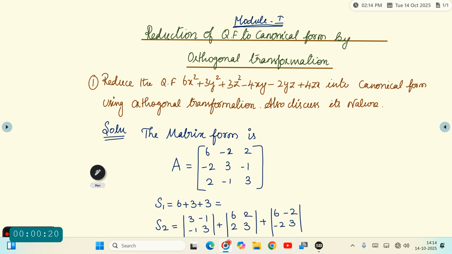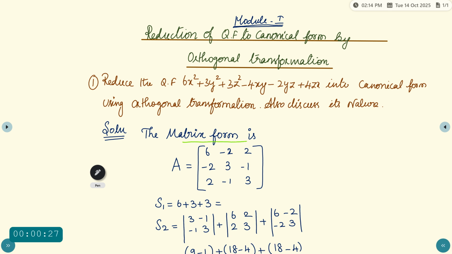First, we have to convert the quadratic form into matrix form. What is the formula for that? This is the formula. Coefficient of x square, coefficient of y square, and then coefficient of z square. This is the diagonal value, and this is 1 by 2 into coefficient of xy. Here 1 by 2 into coefficient of xz. Here 1 by 2 coefficient of xy.